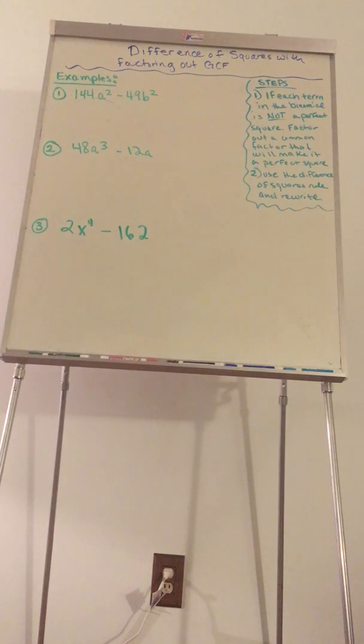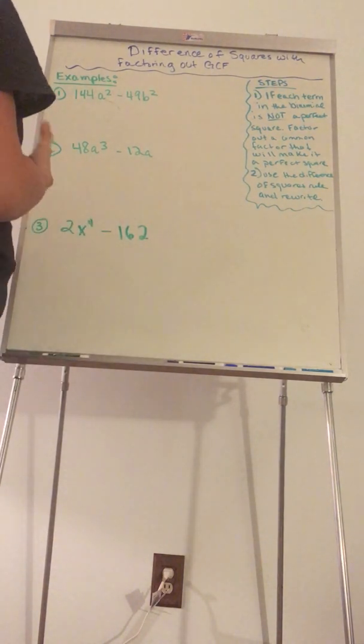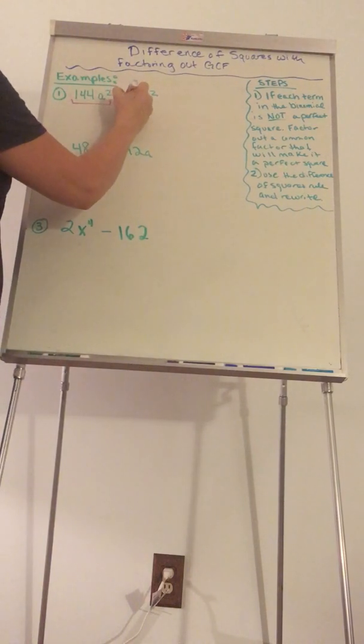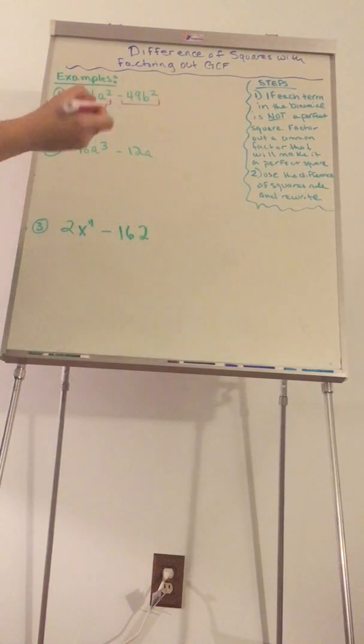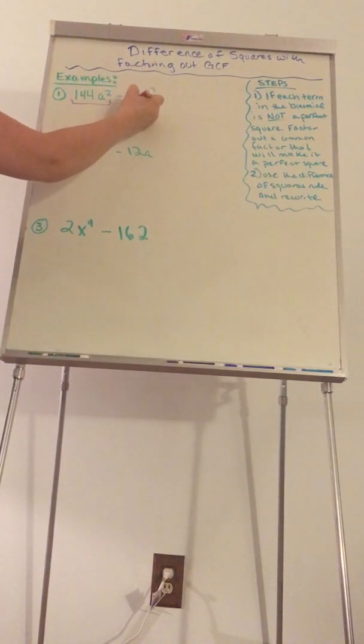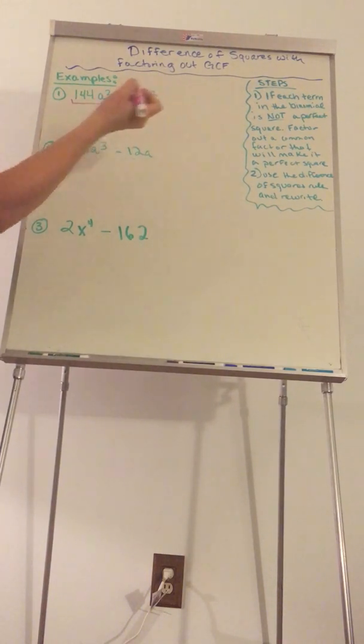If you recall, finding the difference of squares, you're using a binomial, and both terms have to be perfect squares. These are: 144 is a perfect square, a squared is a perfect square. Then you have 49 is a perfect square, and b is a perfect square.